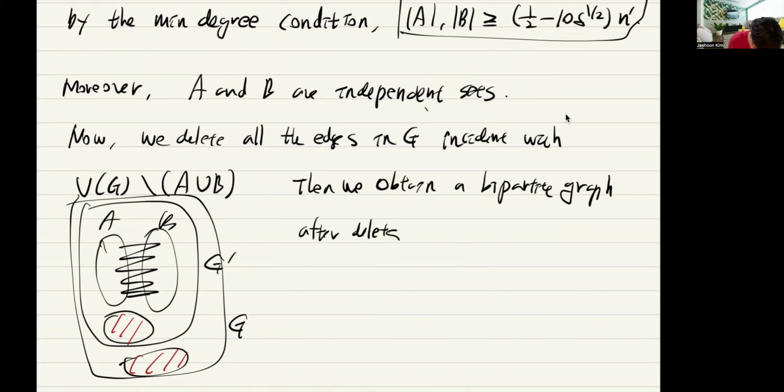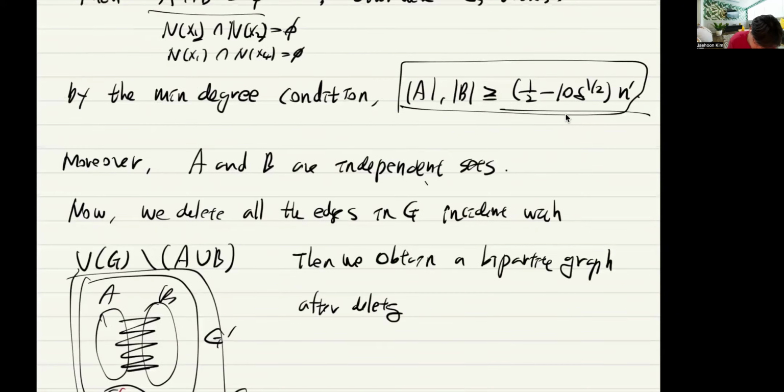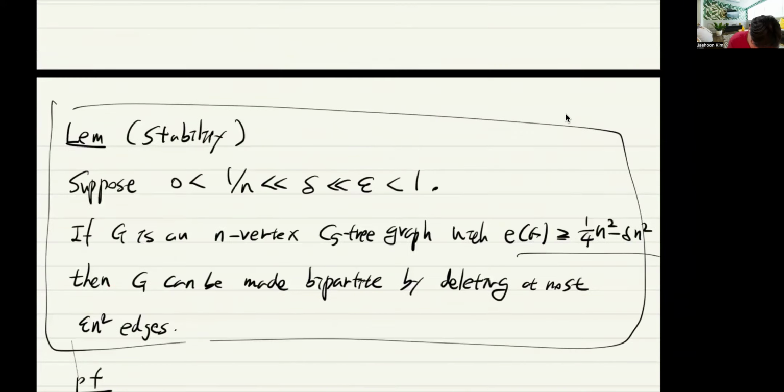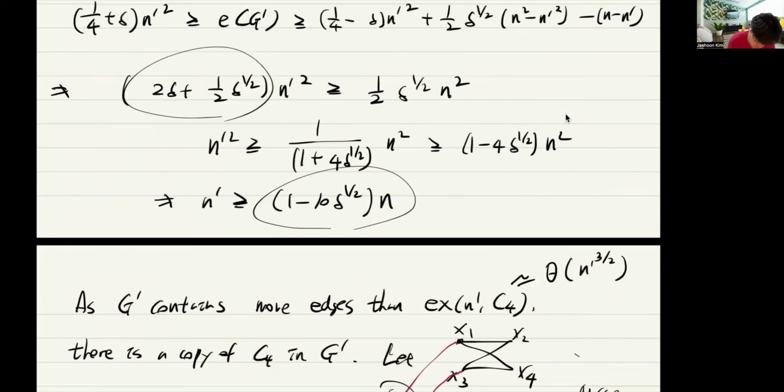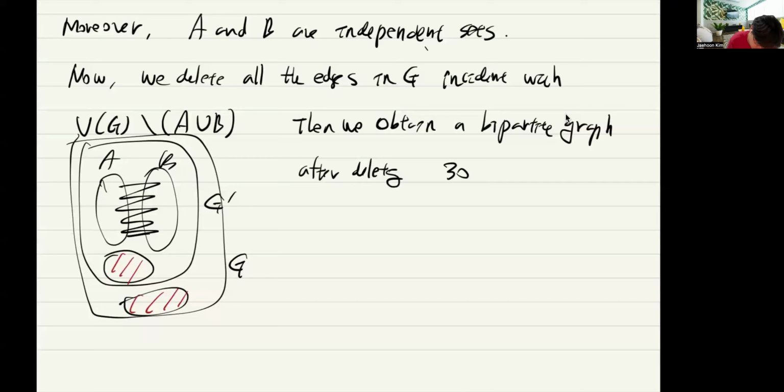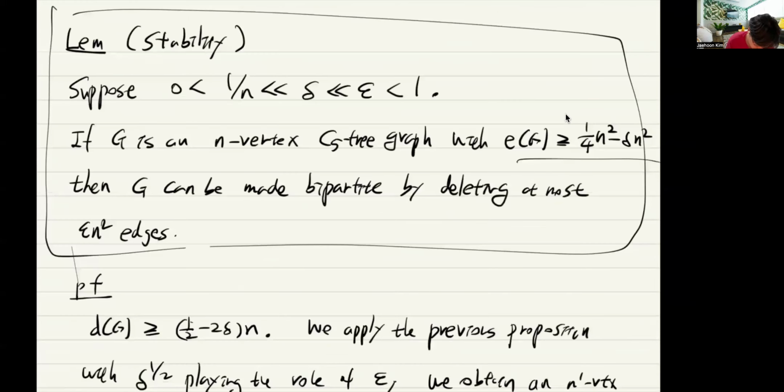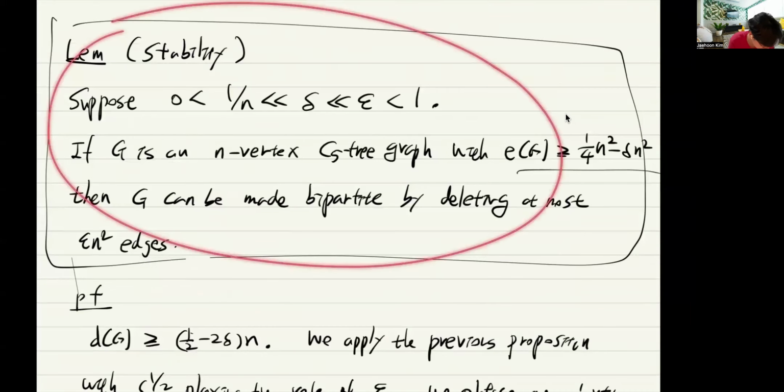After deleting how many edges? Because of this and because of that, you have 30 times square root of delta n, that's the number of vertices here, and each is adjacent to at most n. So that's 30 times square root of delta times n square, which is smaller than epsilon n square, because delta is sufficiently smaller than epsilon. So this proves the stability result as we wanted.